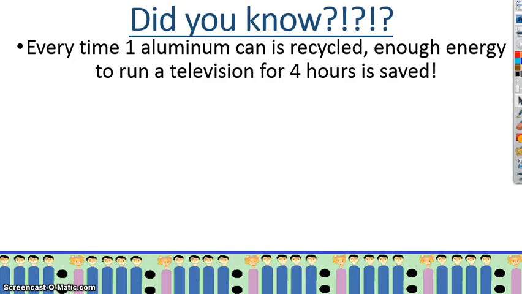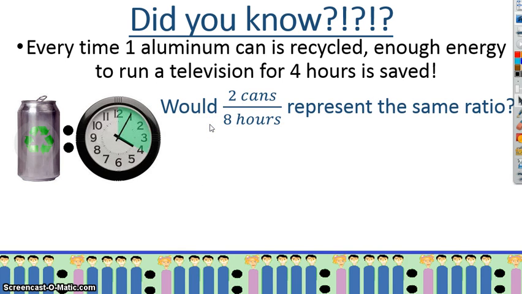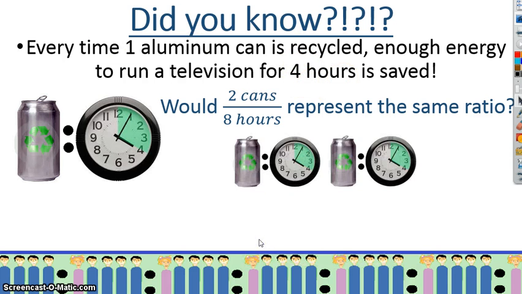Let's look at this real world situation. Did you know that every time one aluminum can is recycled, enough energy is saved to run a television for 4 hours? That impressed me. So you can visualize this. One can leads to 4 hours of television time. So I ask you, would 2 cans to 8 hours represent the same ratio? Could I replace this statement with 2 aluminum cans and 8 hours of energy? And the answer is yes.